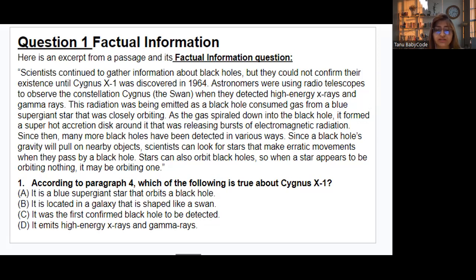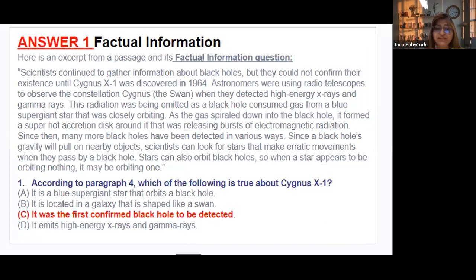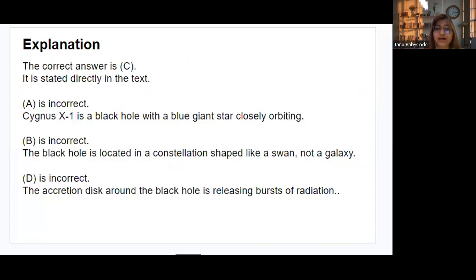Let's have a look at D. It emits high energy X-rays and gamma rays. This option is incorrect because the accretion disk around it was releasing bursts of electromagnetic radiation. That means the bursts of radiation were from there. It never emits high energy X-rays and gamma rays. So that means D is the incorrect one. Only C is true. So you can select your answer as C, which is true. So you can have an explanation also for better clarification.